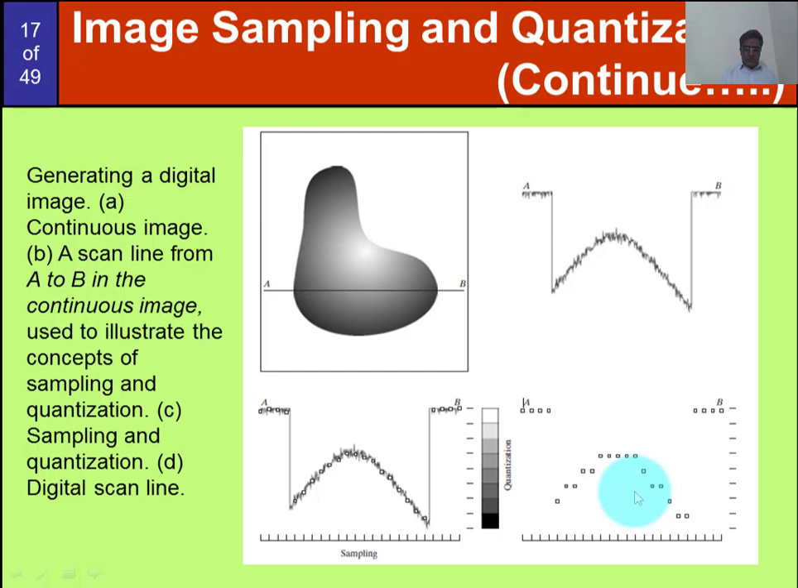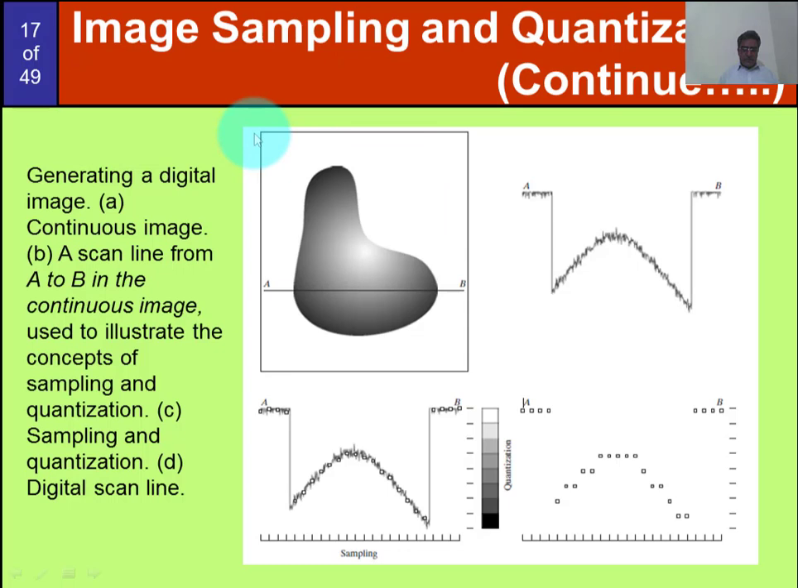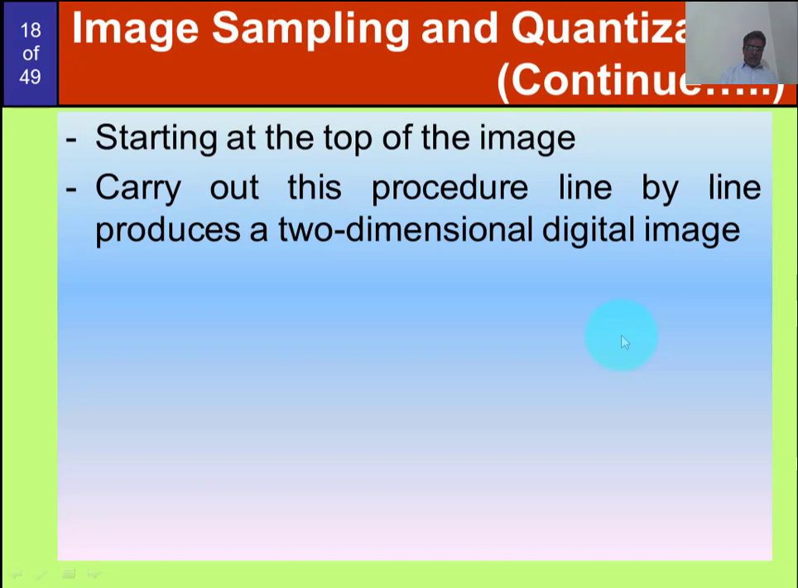Starting at the top of the image, carry out this procedure line by line, producing a two-dimensional digital image. What do these two points mean? Starting at the top of the image, this is the top of the image and this is the bottom of the image. So here is a line, here is another line. This process of quantization we have to apply at each and every line, and then this whole continuous image will be quantized into a quantized image.